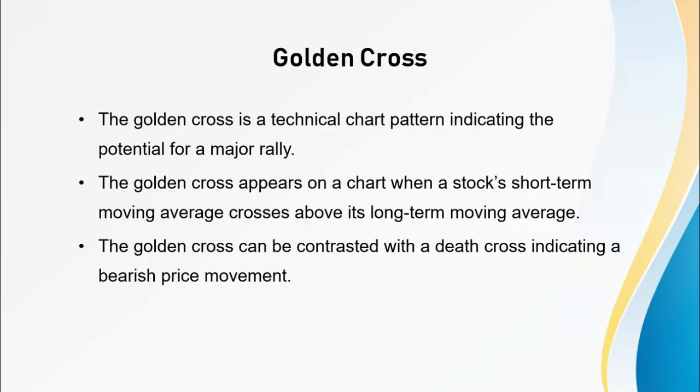So the golden cross is a technical chart pattern indicating the potential for a major rally. The golden cross appears on a chart when a stock's short-term moving average crosses above its long-term moving average. The golden cross can be contrasted with a death cross indicating a bearish price movement.